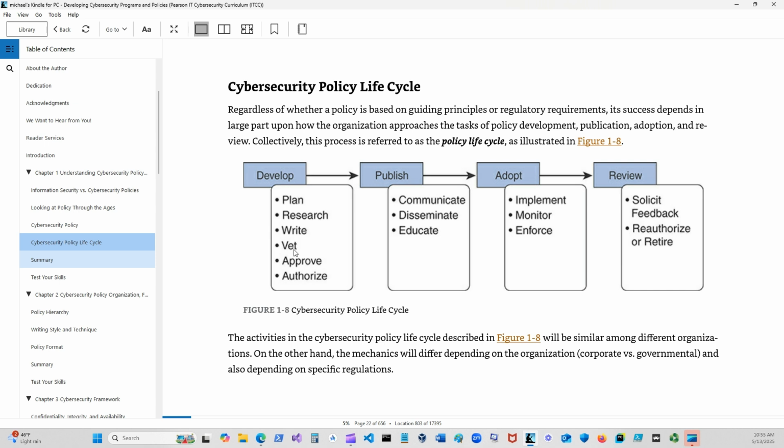You need to write it, obviously. You need to vet through stuff. You need to get it approved and authorized, obviously, right? You need to publish it, communicate it to the people that need to be. So this is just a breakdown, right? But you've got to communicate it to the right people, disseminate it. You need to educate the right people, implement, monitor, and enforce as part of it, and solicit feedback.